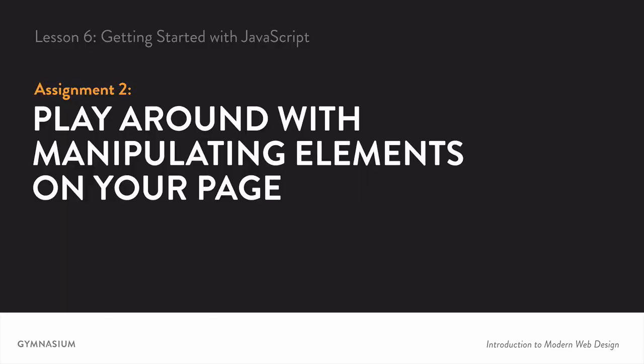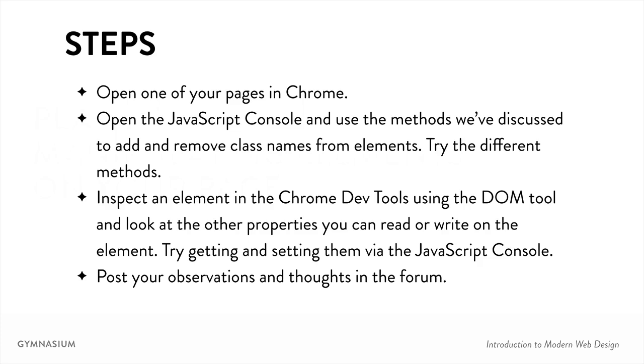For this next assignment, I'd like you to play around with manipulating elements on your page. So open up Chrome and open up the console, and then inspect an element in the Chrome DevTools using the DOM tool, and look at the other properties that you can read or write on the element. Try getting and setting them via the JavaScript console. Remember, getAttribute and setAttribute. Post your observations and thoughts in the forum.